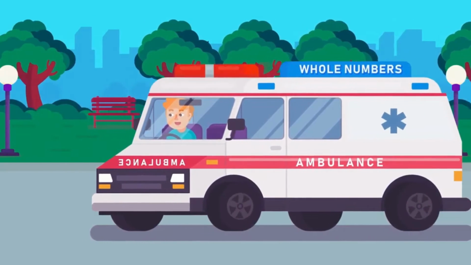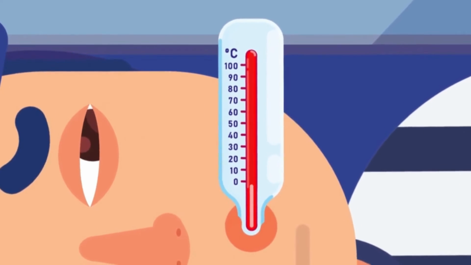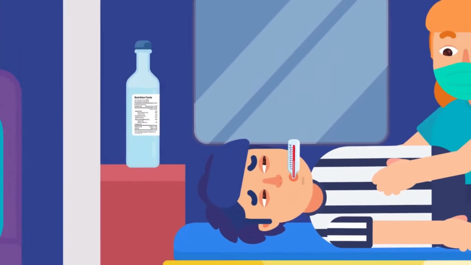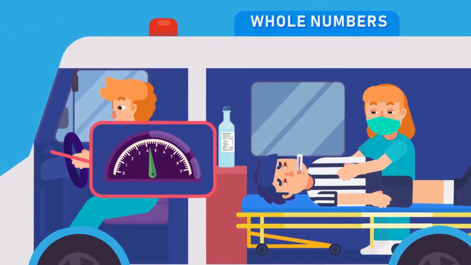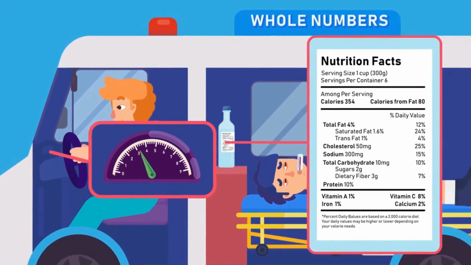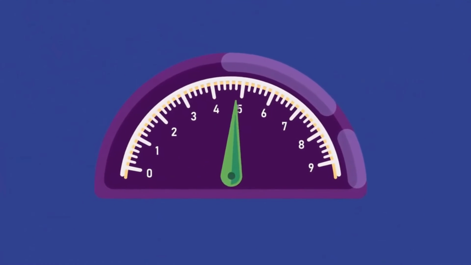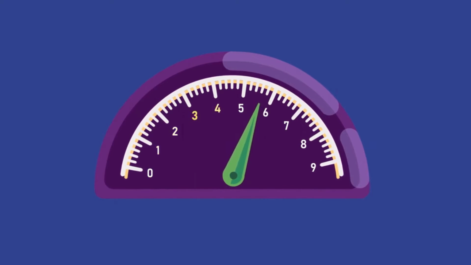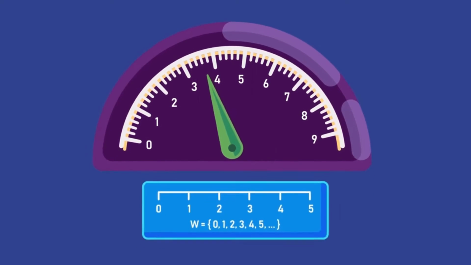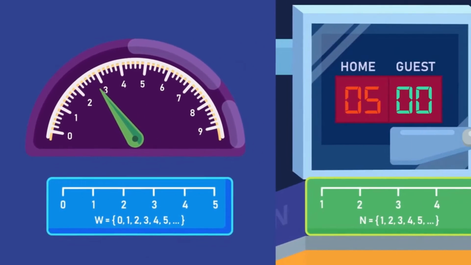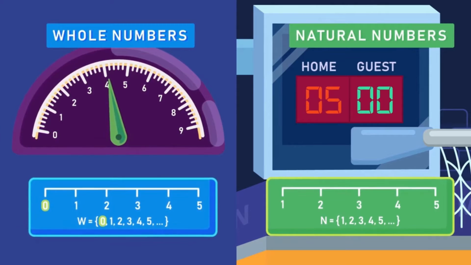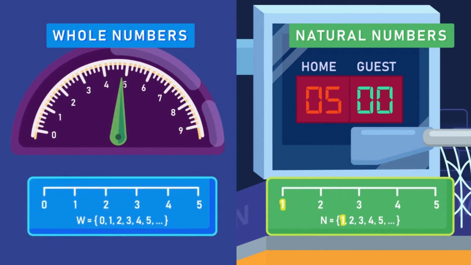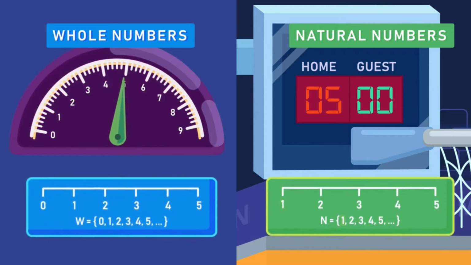Whole numbers. What about thermometers? Why do they start counting from 0? For some purposes, we also count objects including 0, such as measuring the speed in a speedometer, or even to provide information in a nutrition label. In set notation, these natural numbers, including 0, are called whole numbers. Therefore, the set of whole numbers will look like these notations. You have to remember that the difference between whole numbers and natural numbers is that whole numbers have 0 included, whereas the natural numbers start from 1, excluding 0.